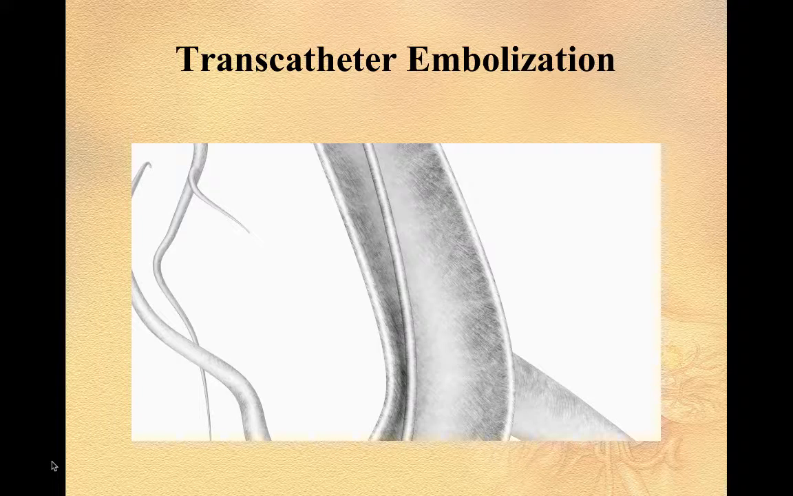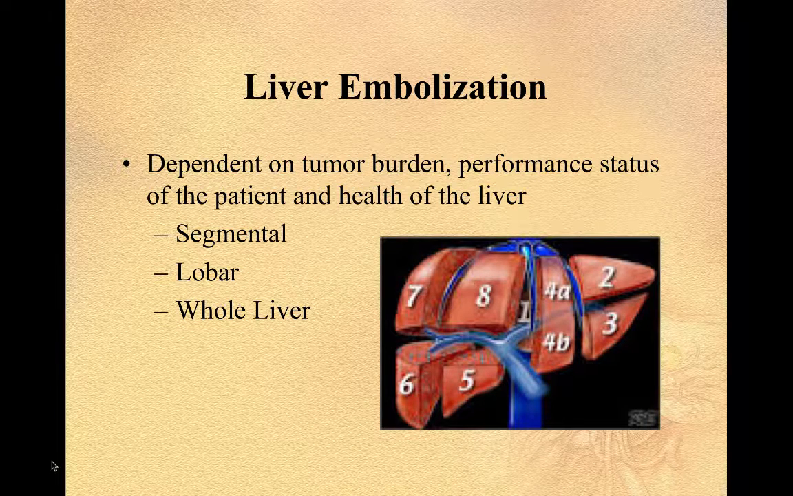Next, please. There are 8 segments in the liver, and sometimes we'll use this to figure out exactly which artery to go in. If there were a segment 7 or 8 tumor, those are the arteries we would go in to treat it.